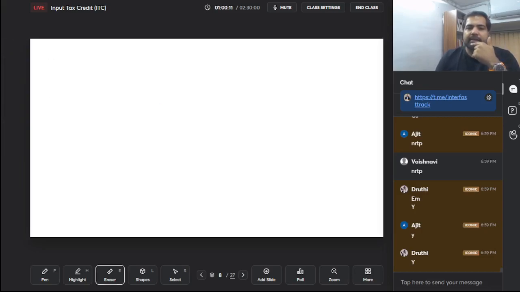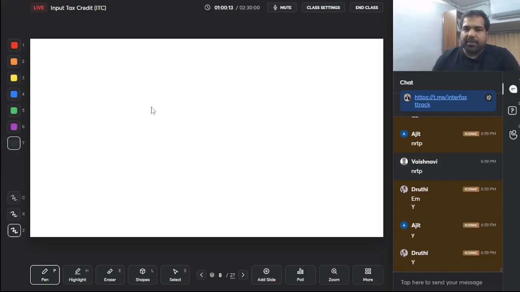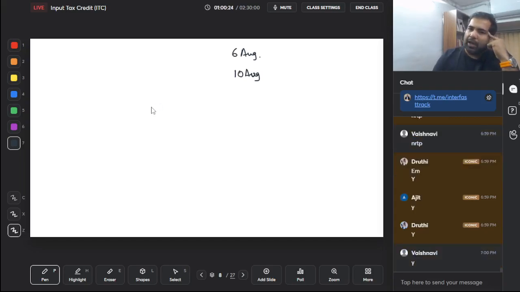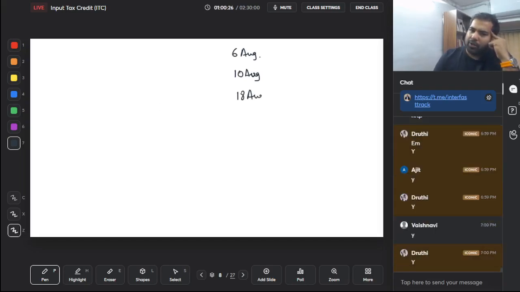And now, guys, check if you understand this. You were liable to register on 6th August. You applied on 10th August. Are you proactive? And finally, you got your registration on 18th August. Please tell me your effective date. Your effective date is 6th August.